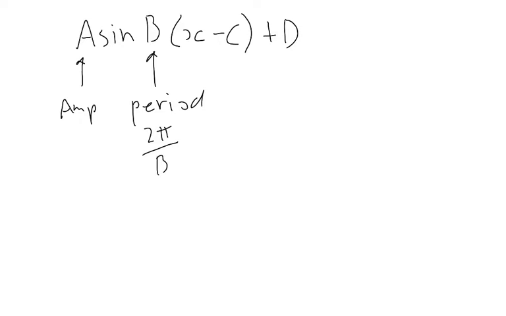c is our horizontal displacement and d is our vertical. All right, so that's the key information we need to look at when we see an equation.